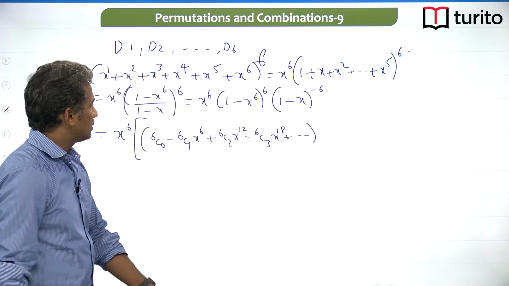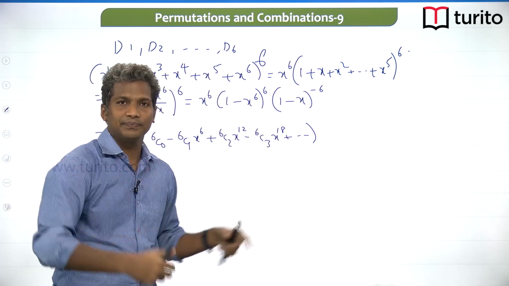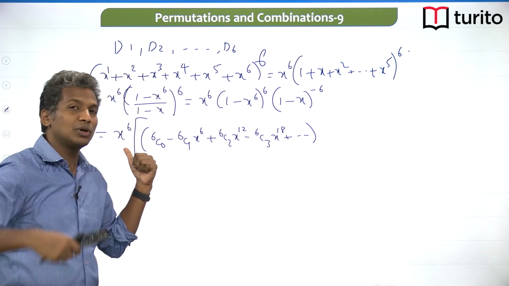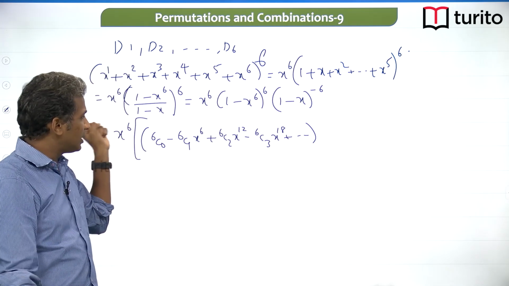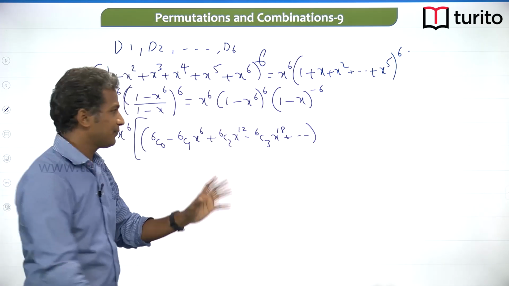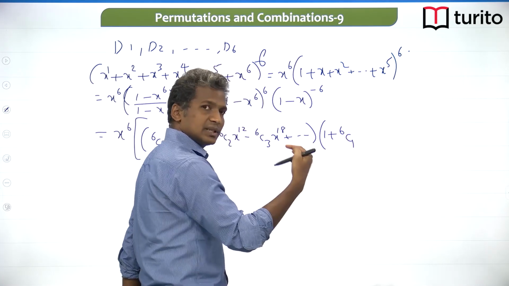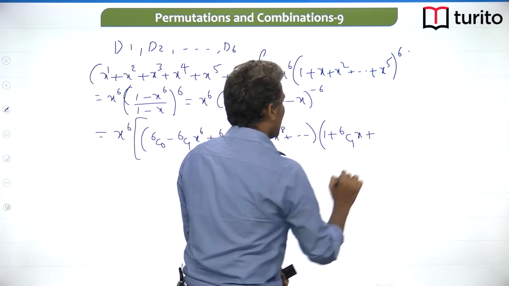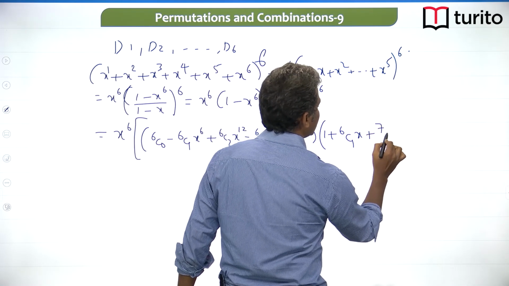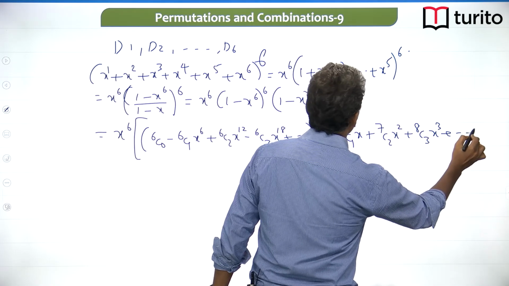Now, I am stopping at x raised to 18, because after this the powers will exceed 20. In fact, this term is also not required, because there is already x raised to 6 here. We want the total to be x raised to 20. So, if x raised to 6 is already there, from here onwards we will require x raised to 14. Now here I am going to expand this with this idea. It starts with 6c1 x, and every time 6 and 1 will have one increment. So, 7c2 x square plus 8c3 x cube and so on.